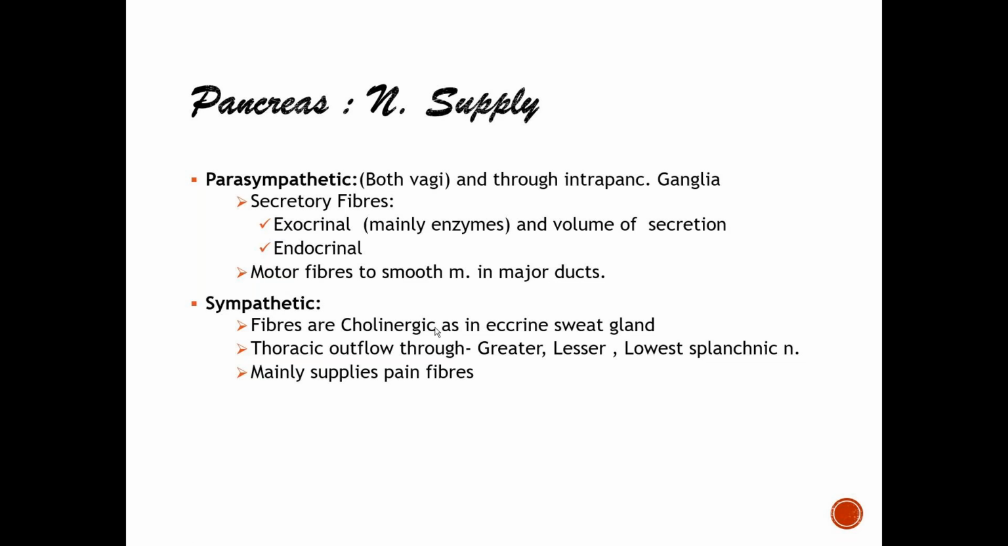Otherwise, sympathetic supply is thoracic outflow through the greater, lesser, and lowest splanchnic nerves. So how do these sympathetic fibers reach the pancreas? Through these three nerves: the greater, lesser, and the lowest splanchnic nerve. And it's mainly concerned with the pain fibers.